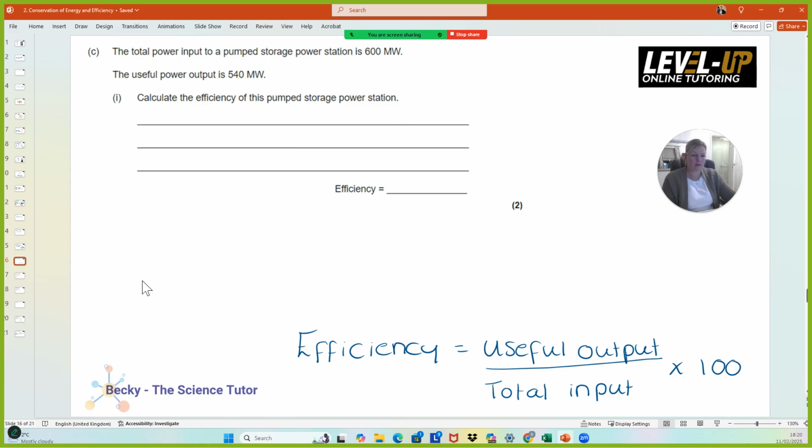Brilliant. Good, yeah. So our efficiency: useful output is 540 megawatts, oh yes, you're all getting the same answer, divided by the 600 total input, multiplied by 100 to get an efficiency of 90%. Perfect. Brilliant.